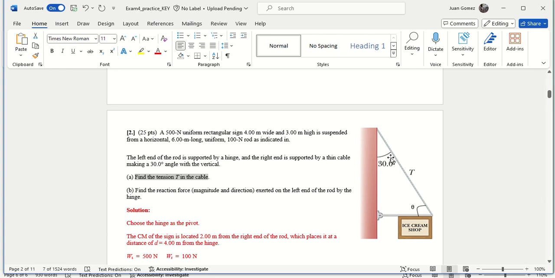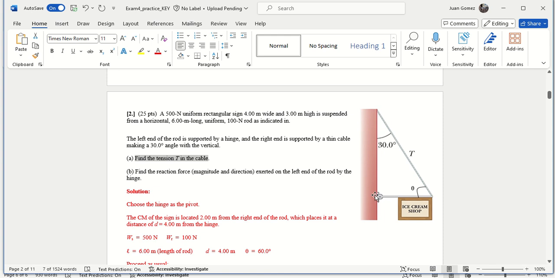Nothing complicated. If the rope makes an angle of 30 degrees with the vertical, the angle theta, which we're going to use for the torque, is 60 degrees. And again, in terms of the torque, we're going to choose where the rod is attached to the wall at this hinge. That's our pivot.